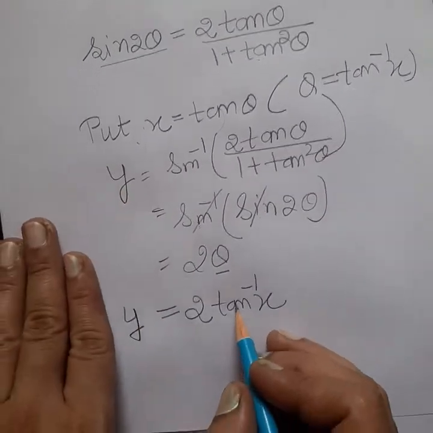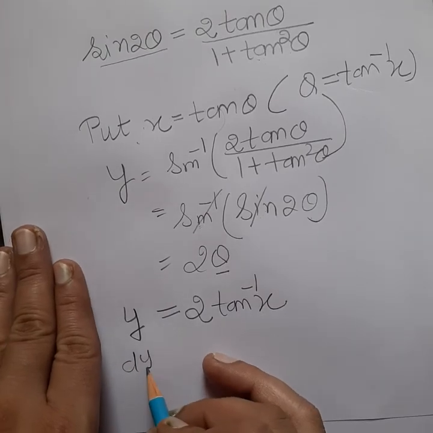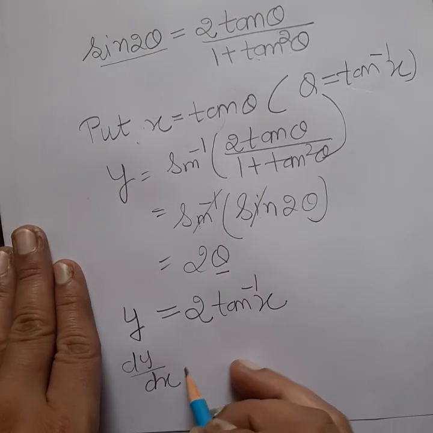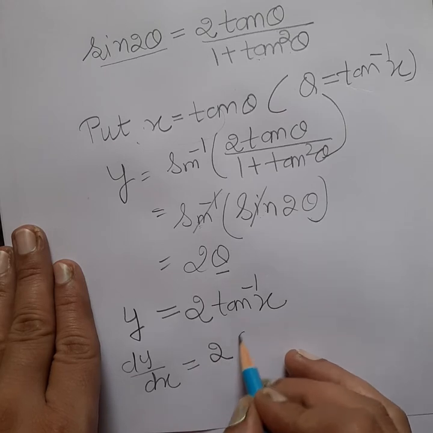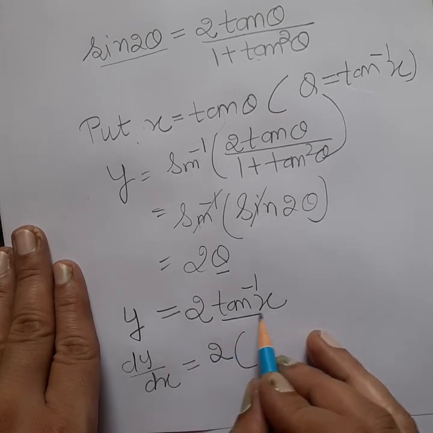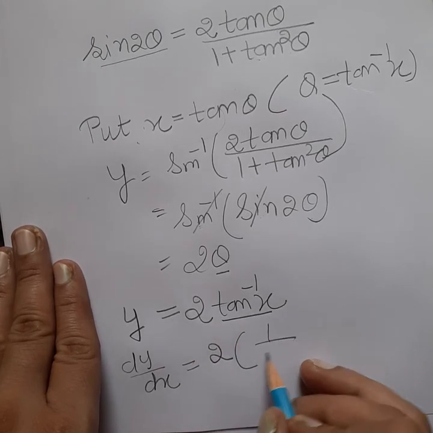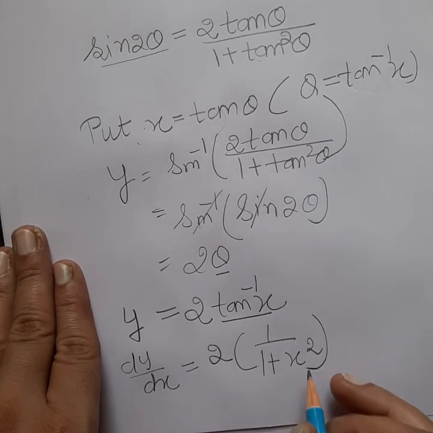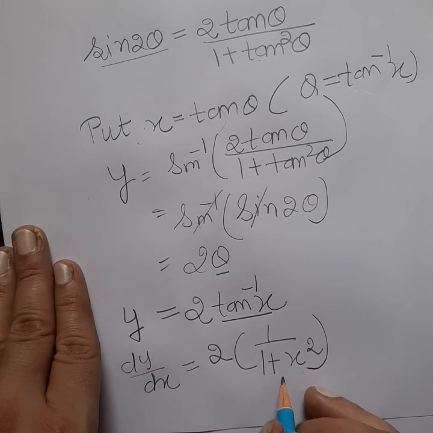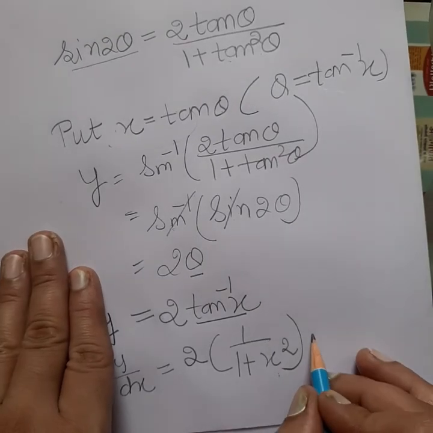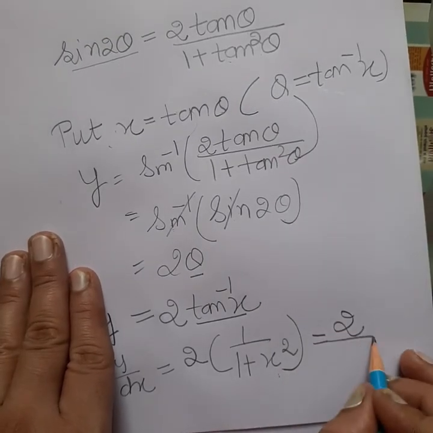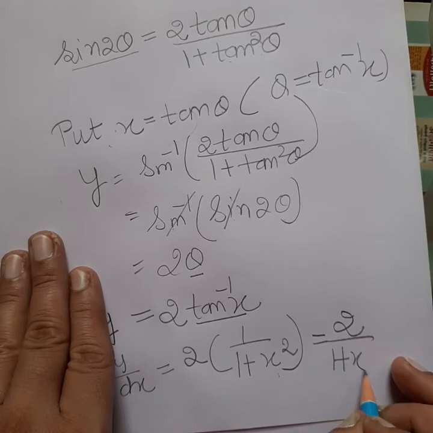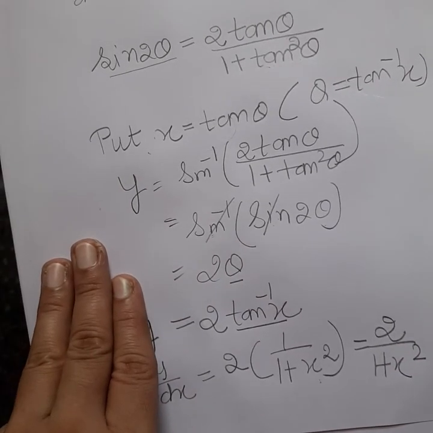So now we have to write the derivative of y with respect to x, and you know very well the derivative of tan inverse x is equal to 1 upon 1 plus x square. So finally we get our answer 2 upon 1 plus x square.